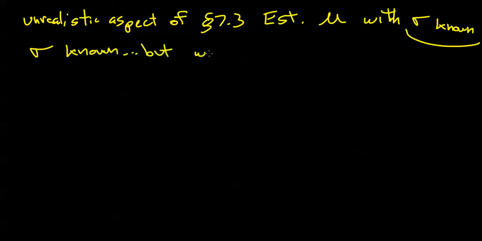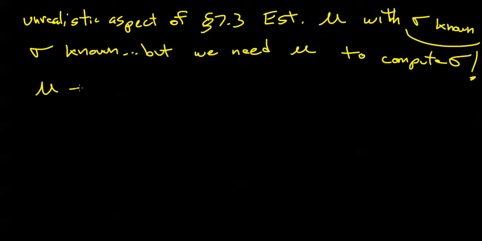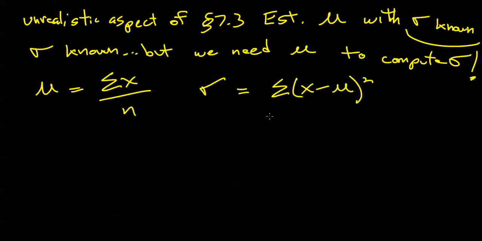but we need mu to compute sigma. Remember the formula for standard deviation? To compute a standard deviation, you need to know the mean. If you recall, the formula for a population mean, well, basically you add up all the scores and divide by the number of scores. If we go back to chapter 3, sigma, you might hopefully recall this formula to compute standard deviation.